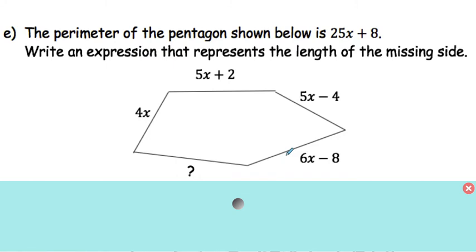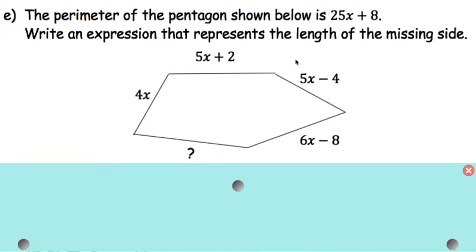So the perimeter of this pentagon below is 25x plus 8. And what we want to do is find the length of this missing side. We know that perimeter is what I get when I add up all 5 sides. This is a pentagon, it has 5 sides. So if I add up this side and this side and this side and this side and this side, they all added up have to equal 25x plus 8. So in order to find the missing side, I have to take 25x plus 8 and subtract the sum of side 1, 2, 3, and 4.